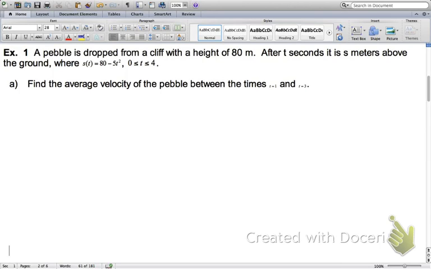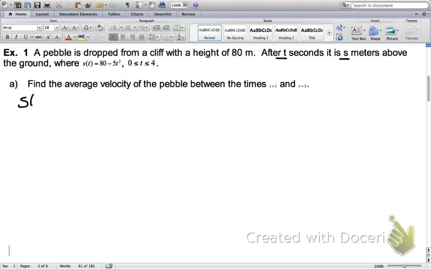We will now look at example 1. A pebble is dropped from a cliff with a height of 80 meters. After t seconds, it is s meters above the ground, where s of t is equal to 80 minus 5t squared, where t is between 0 and 4. Part A, we want to find the average velocity of the pebble between the times where t is equal to 1 and t is equal to 3.